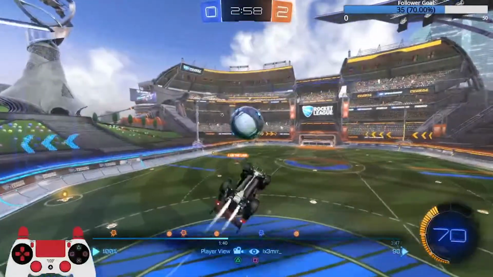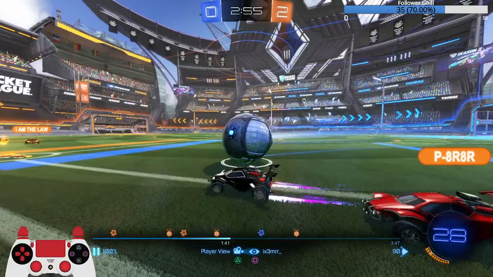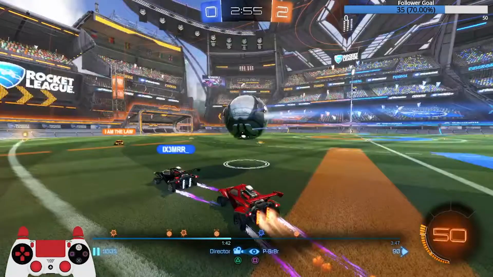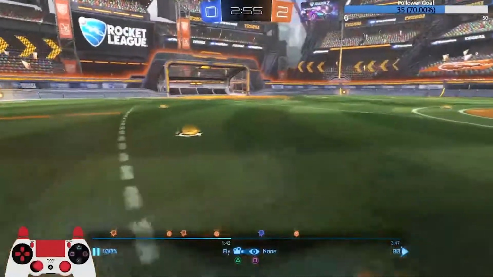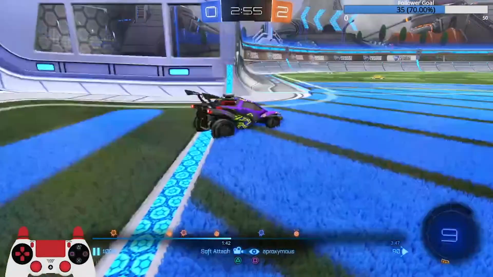You shadowed from the right side, which is good. So what he should have done is tried to switch angle. He should have crossed it, hit the ball across, and then switched it so he was dribbling from the other side, so the ball was on the left side of his car.